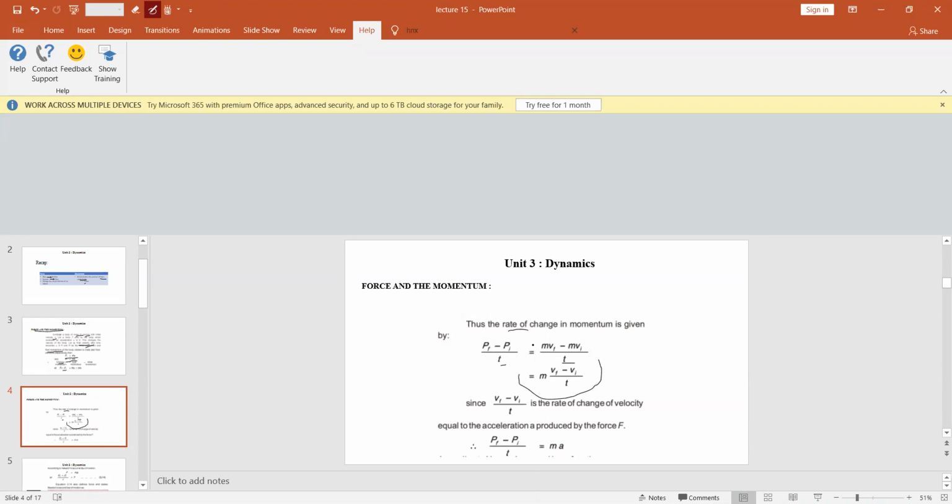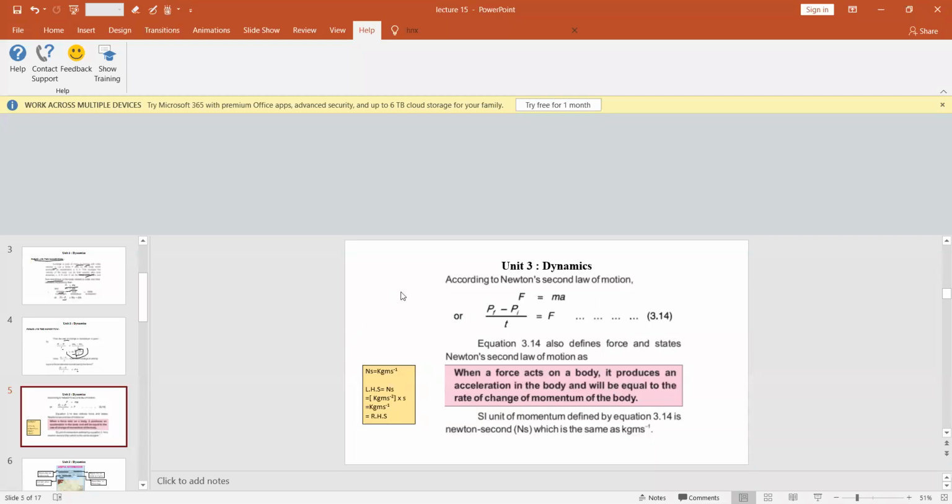And just now consider the right hand side. You notice that m is common because mass cannot be changed, right? Velocity is changing, but mass will remain the same throughout the process, right? So we take mass m as common, then we are left with vf minus vi by t. And in unit 2 we have learned that rate of change of velocity is acceleration. So this is basically acceleration, right? So instead of vf minus vi by t, you can write a. So just put the value of a over here. You get pf minus pi by t, which is equal to ma.